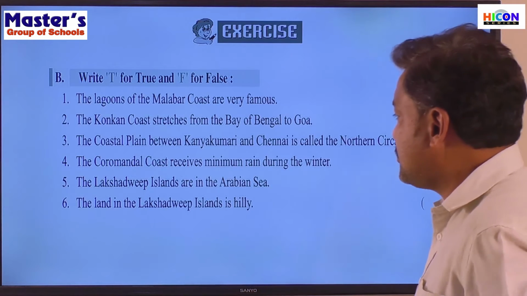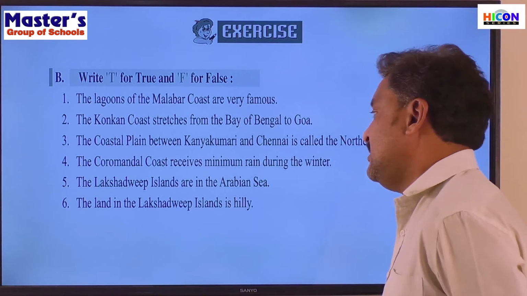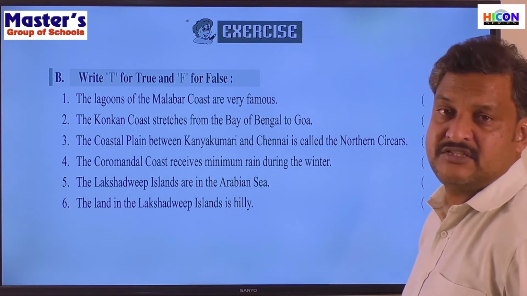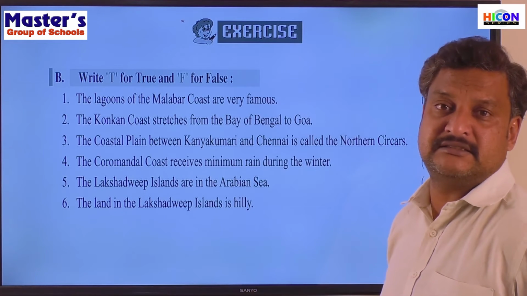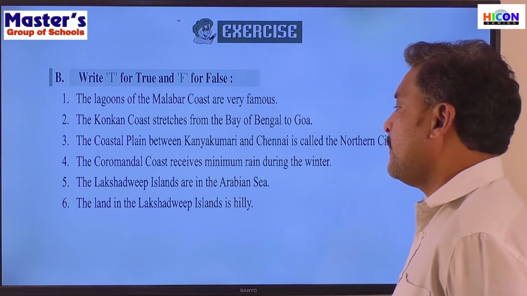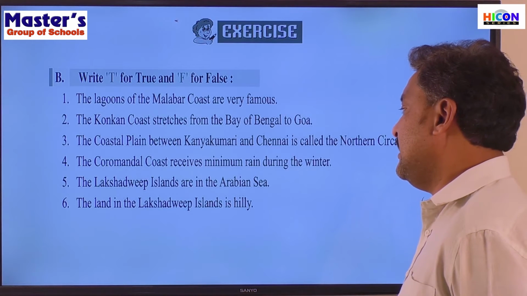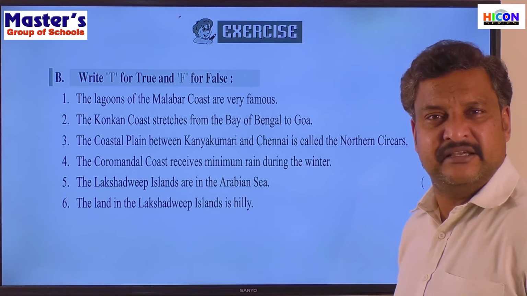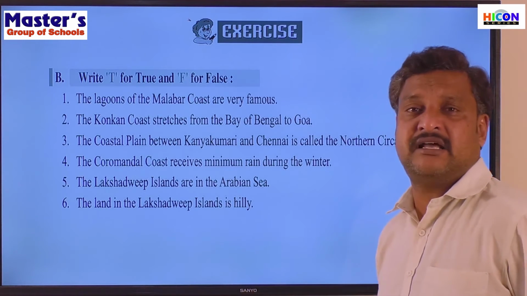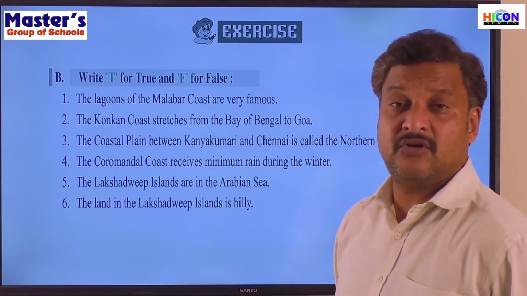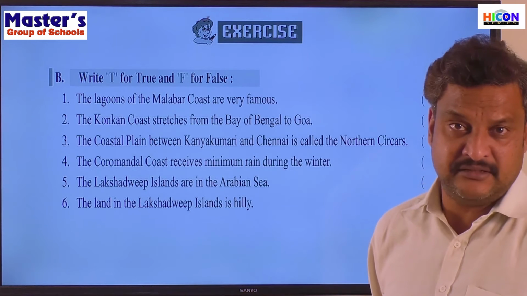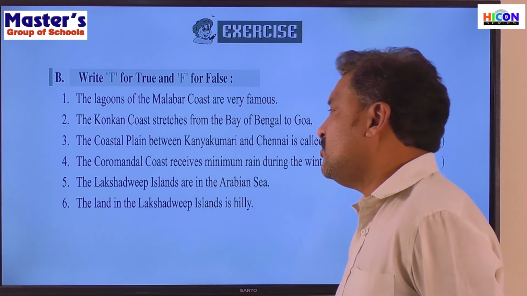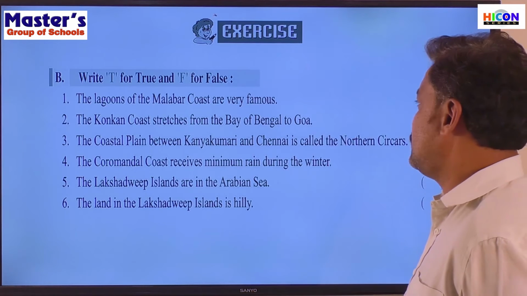Next one. The Lakshadweep Islands are in the Arabian Sea. Yeah, they are in the Arabian Sea. The islands in the Bay of Bengal are known as the Andaman and Nicobar Islands, right? Okay. The land in the Lakshadweep Islands is hilly. Lakshadweep is hilly, isn't it? Andaman and Nicobar Islands are actually hilly, whereas the Lakshadweep are coral-made islands, isn't it? Lakshadweep are coral-made. So the lagoons of Malabar coast being very famous is a true statement.